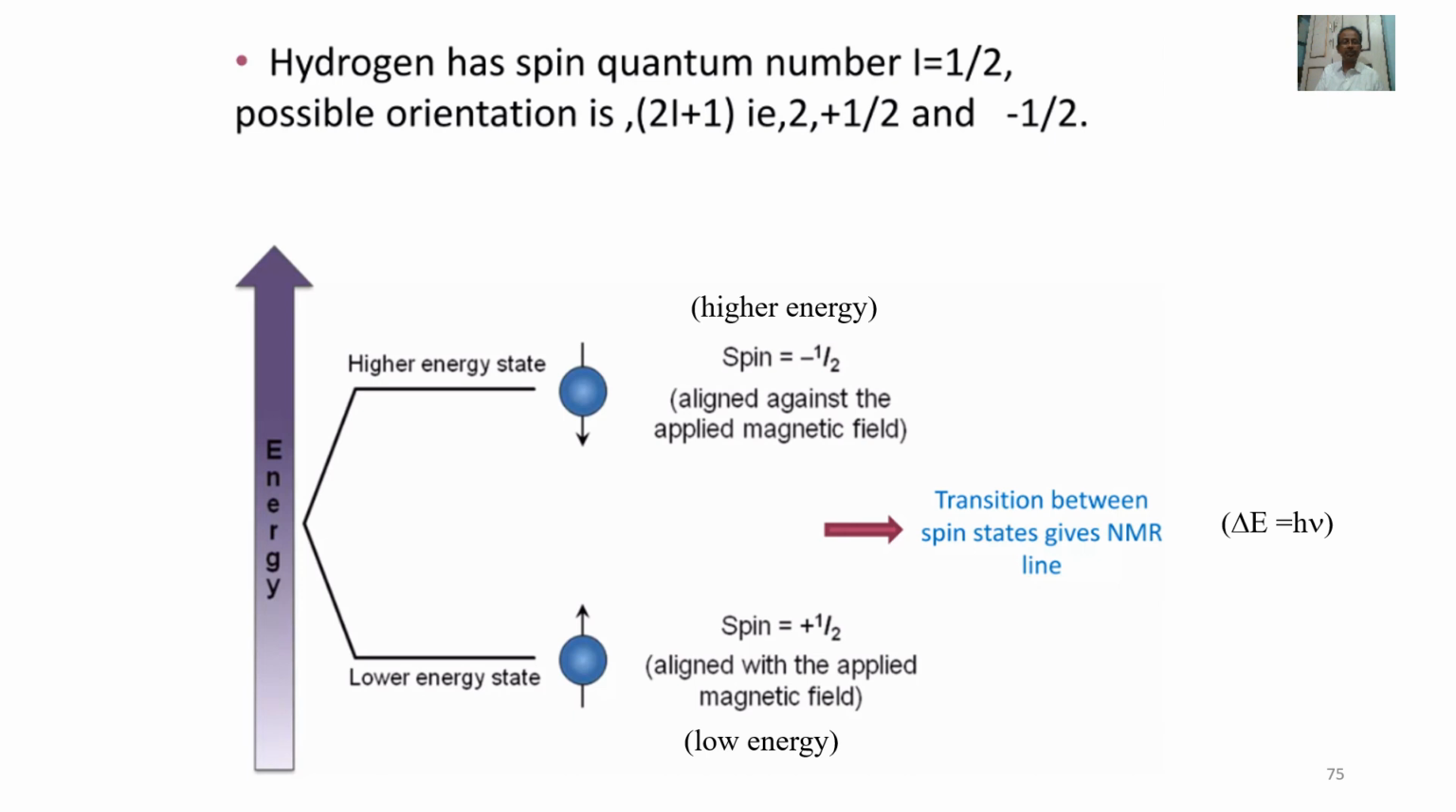So when the magnetic field is applied, there will be a split. Spin up, which is plus half, will give you lower energy, which is more stable, and spin minus half represents a higher energy, which is less stable. The transition between spin states gives us the NMR line when the magnetic field exactly matches the external radiation. So hydrogen has a spin quantum number equal to 1/2. The possible orientations are plus half and minus half.